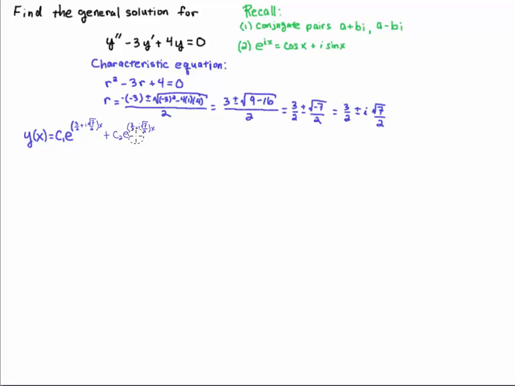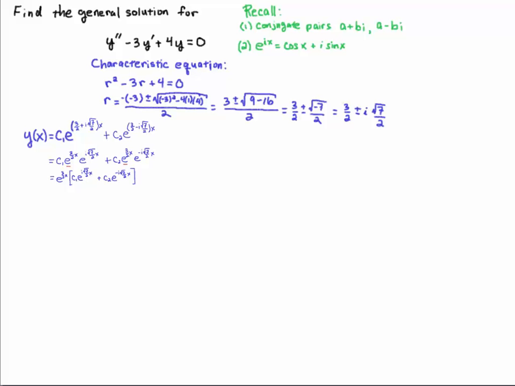So I write the solution. Now you could just leave your solution in this form. Most people don't, but we certainly could do that. You know, c1 e to the one root plus c2 e to the conjugate root. We're going to simplify that a little bit. What I'm going to do is use the laws of exponents here. If I was adding exponents, that means it must have been a product of the common bases. So I'm going to simplify it that way, and then I'm just going to factor out the e to the 3 halves x from the solution.